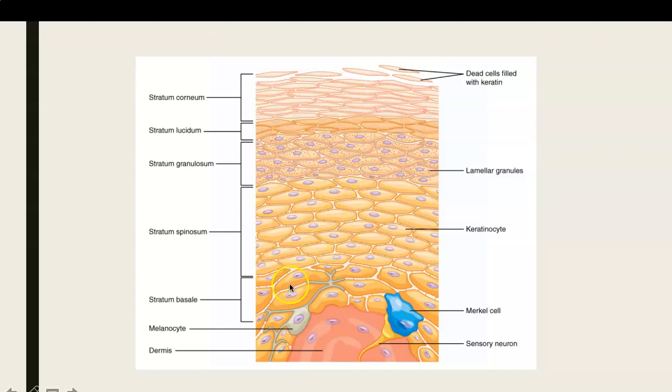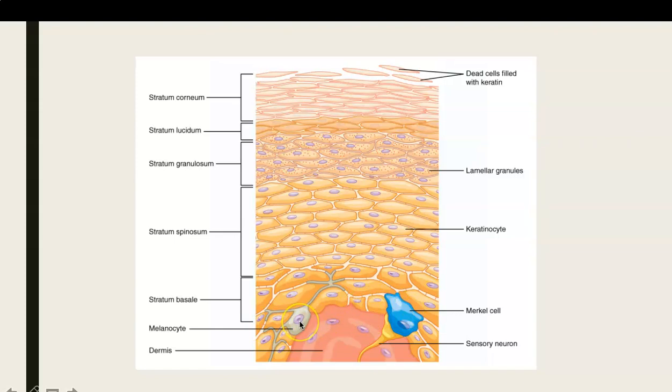But before we move on past the stratum basale, I want to talk about a couple of other things. Within this layer, which lies right above the dermis, this is the dermis down here. So this layer right above the dermis is the stratum basale. You will also find 2 other kinds of cells. One is this cell called a melanocyte, which produces melanin, which gives the skin its pigmentation. And I'll have more to say in a later lecture about that.